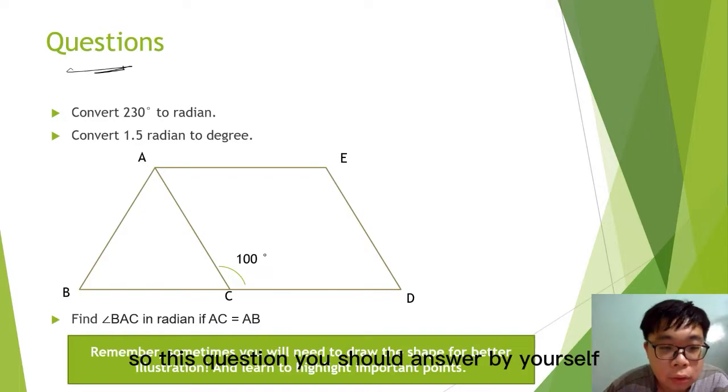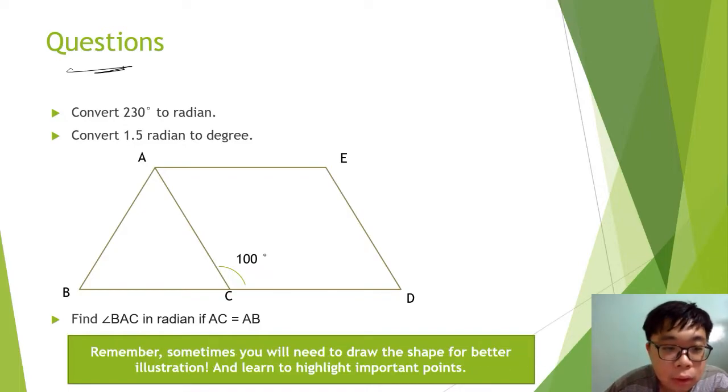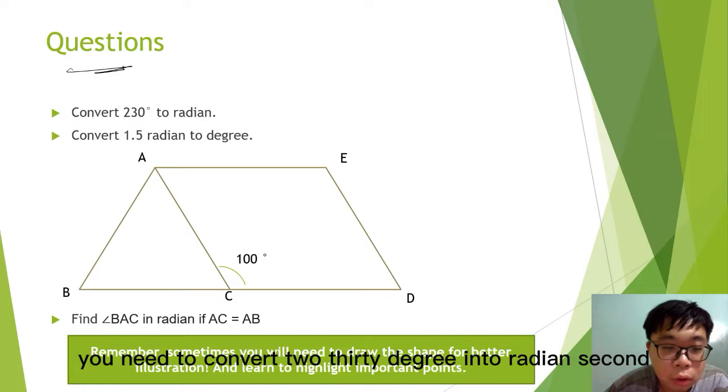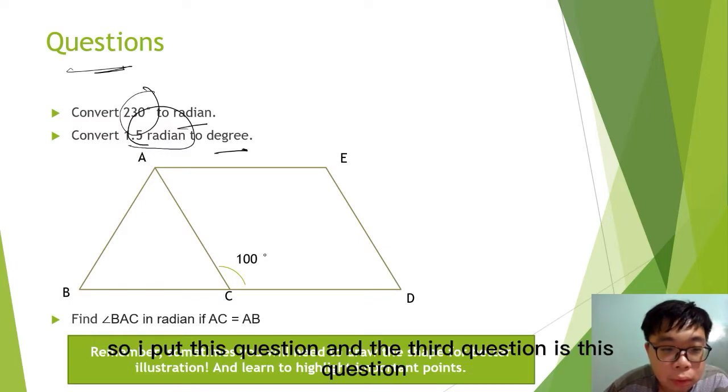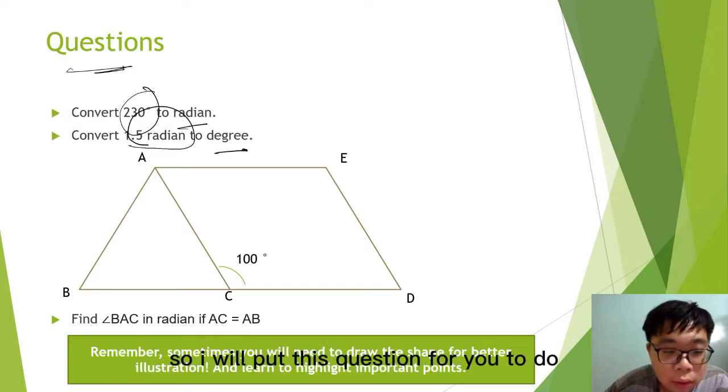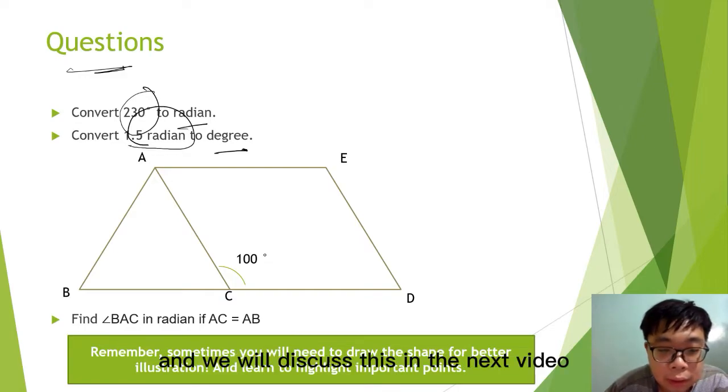So let us look into another question. You should answer this question by yourself. The first question, you need to convert 230 degree into radian. Second, you need to convert 1.5 radian into degree. And the third question is this question. I will put these questions for you to do, and we will discuss them in the next video.